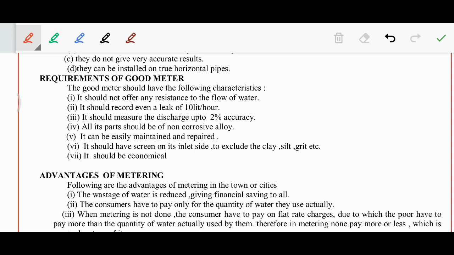Next, it can be easily maintained or repaired. So whenever there is any problem or trouble, you can easily maintain or repair it. That is a good quality of a meter. Next, it should have a screen on its inlet side so that it will exclude all the clay, silt, grit, etc. And it should be economical.